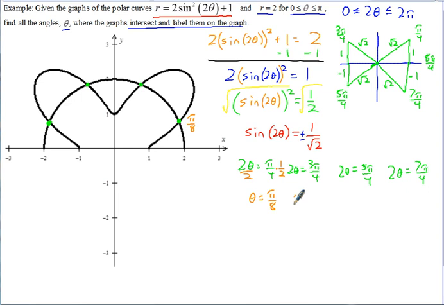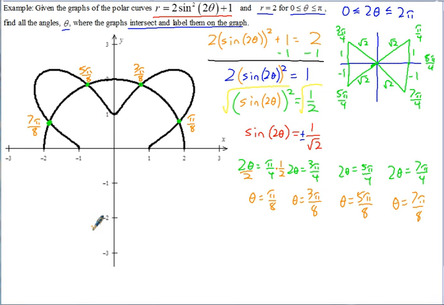Here, if you divide by 2, that becomes 3 pi over 8. You can see that's less than 4 pi over 8, which is pi over 2. So that would correspond to this one right here, 3 pi over 8. Divide this one by 2, multiply by half. Theta would equal 5 pi over 8. That's a little more than pi over 2, which would be 4 pi over 8. So 5 pi over 8 would be right here. And divide this by 2, theta would equal 7 pi over 8. You can see it's a little less than pi, which would be 8 pi over 8, so this one corresponds to 7 pi over 8.